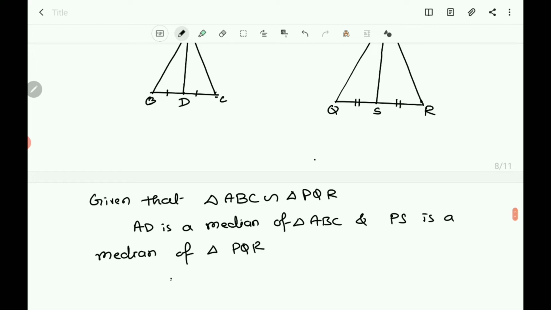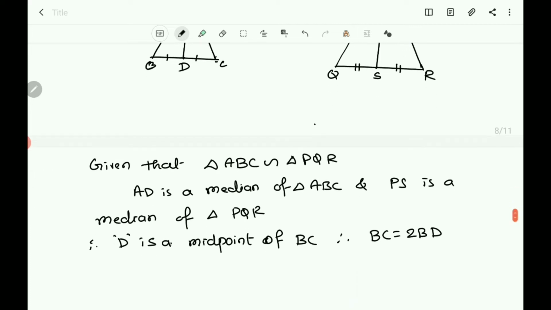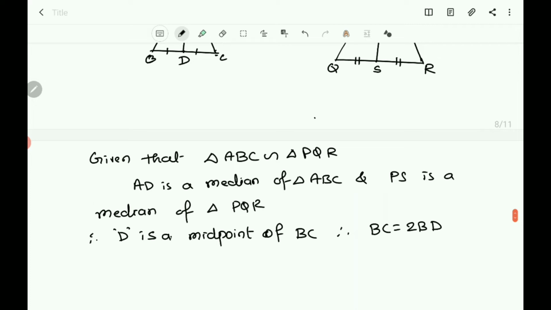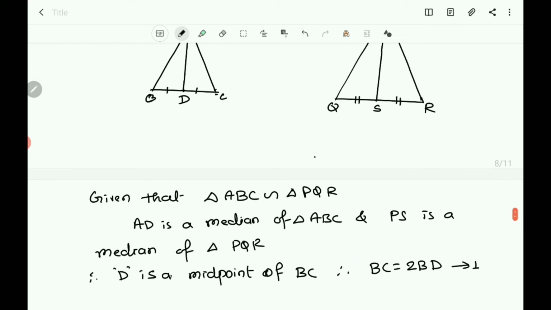Therefore D is a midpoint of BC. Therefore you can write here BC is equal to 2BD or 2DC. So BC is equal to 2BD, consider this as first.